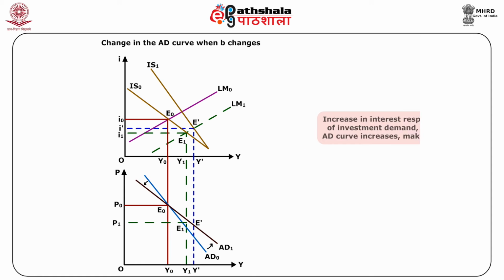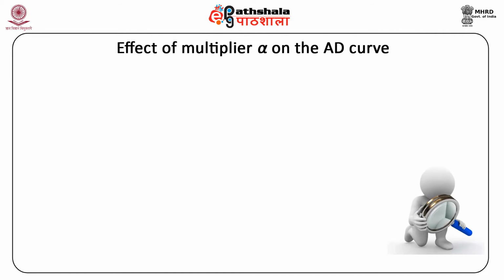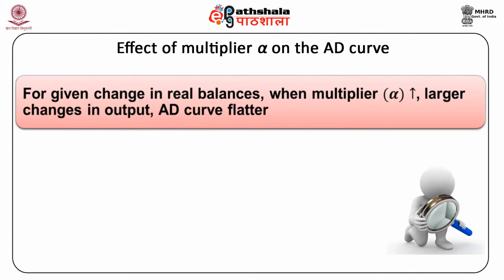Thus, with an increase in the interest responsiveness of investment demand B, the slope of the AD curve increases, making it flatter. Next, we will discuss the effect of multiplier alpha on the aggregate demand curve. For a given change in the real balances, when the multiplier increases, there will be a larger change in the output, making the aggregate demand curve flatter.